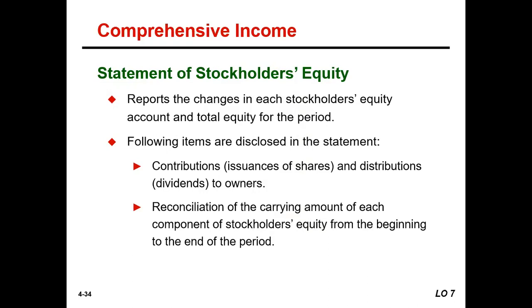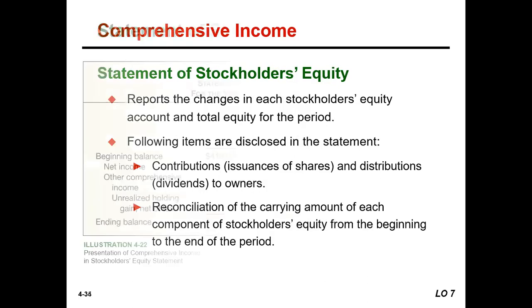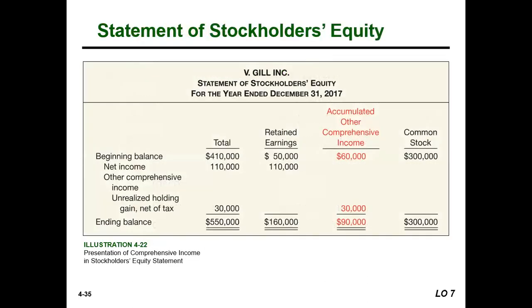And then we also would reconcile the carrying amount of each component of stockholders' equity from the beginning to the ending period. Just like we saw in the statement of owner's equity and the statement of retained earnings, we always have to reconcile it by taking the beginning balance plus or minus any additions or subtractions to arrive at the end of the period dollar figure, right? That's shown on our balance sheet. So here's an example of that.